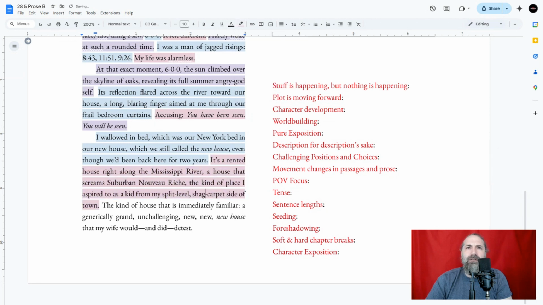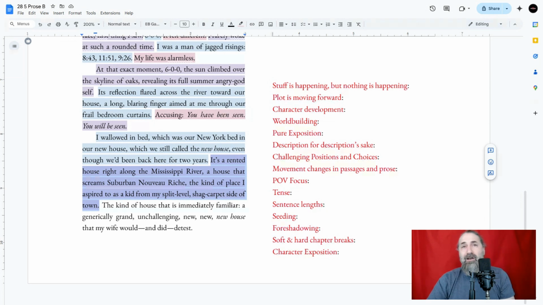Okay, what is this word? Nouveau riche. All right. Anyway, that's a really long sentence too. Okay. This is character. It is exposition. It is character exposition. It is also plot, though.